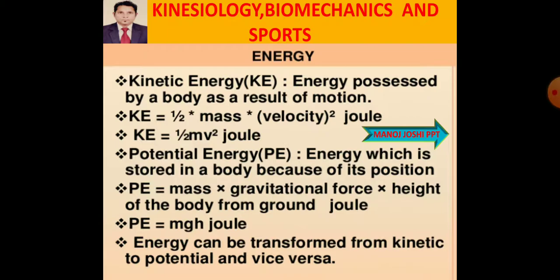Potential energy PE is the energy which is stored in the body because of its position. The potential energy equals mass into gravitational force into height of the body from ground. So PE equals mgh. This is also measured in the unit joule. Energy can be transformed from kinetic to potential and potential energy to kinetic energy, vice versa.